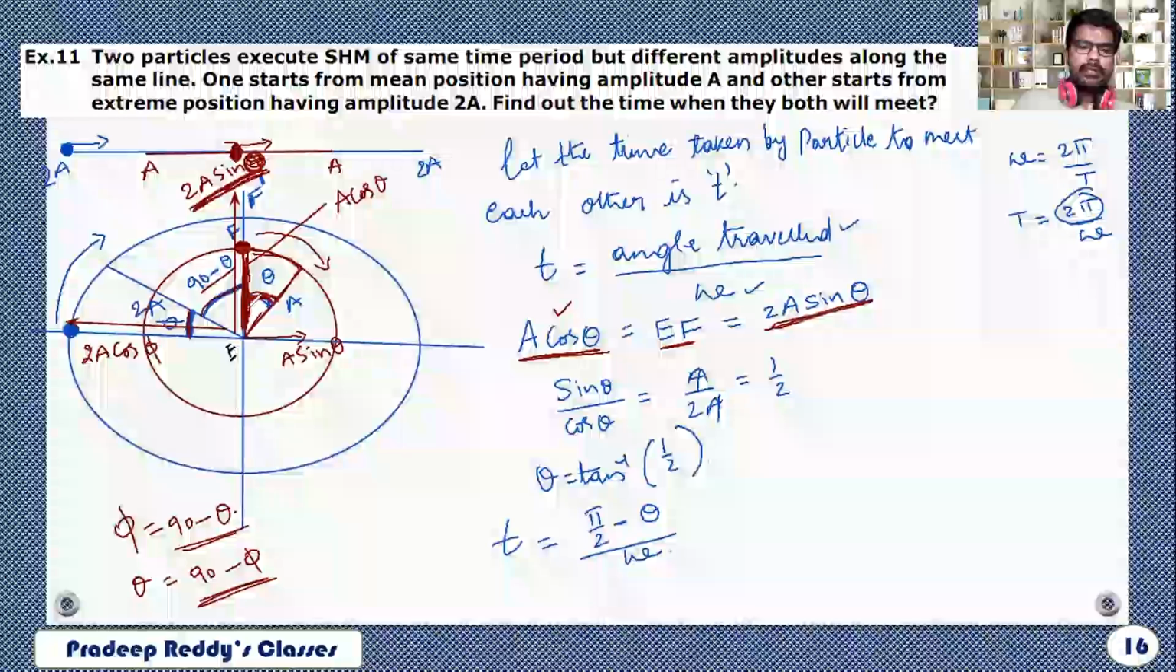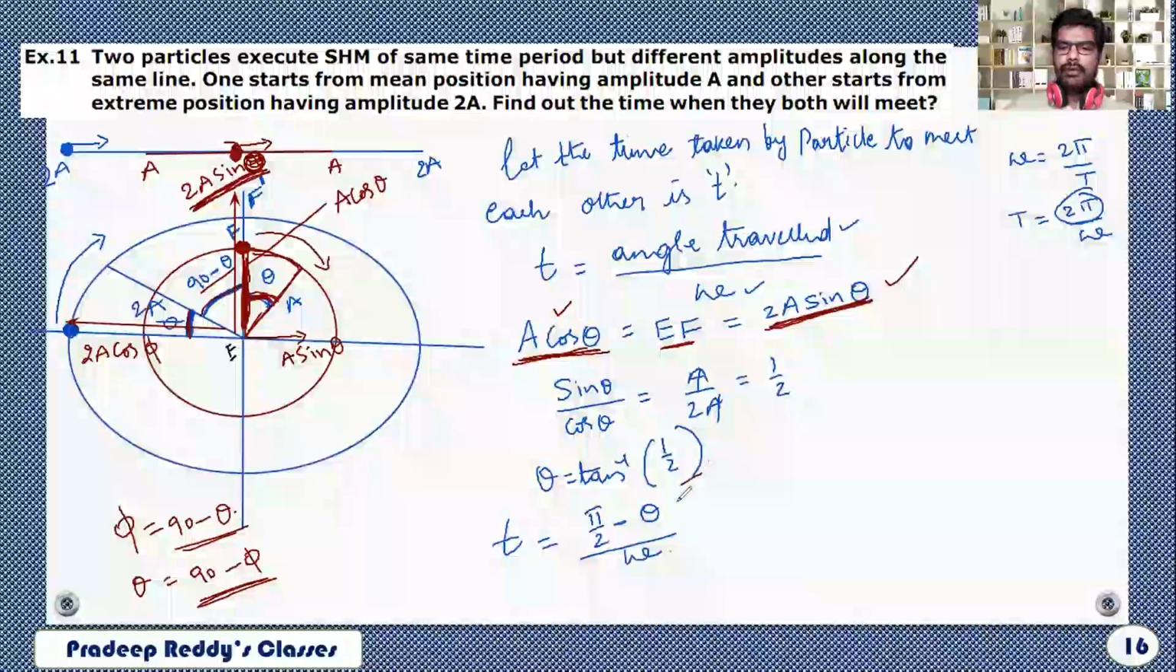So both, you are taking the triangle. So a cos theta will be equal to 2a sin theta. From there I can write theta is equal to tan inverse of 1 by 2. So the time taken t will be the total angle traveled, pi by 2 minus theta, divided by omega. This is the final answer for the time taken by these two particles to meet each other.